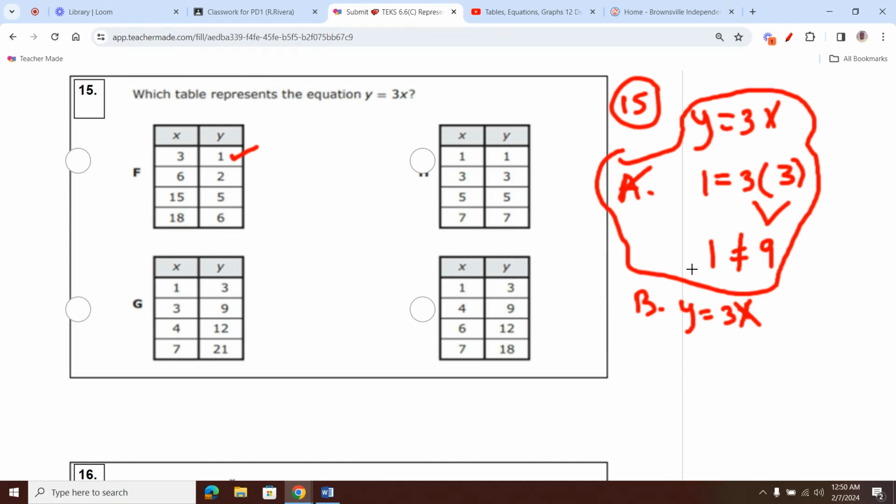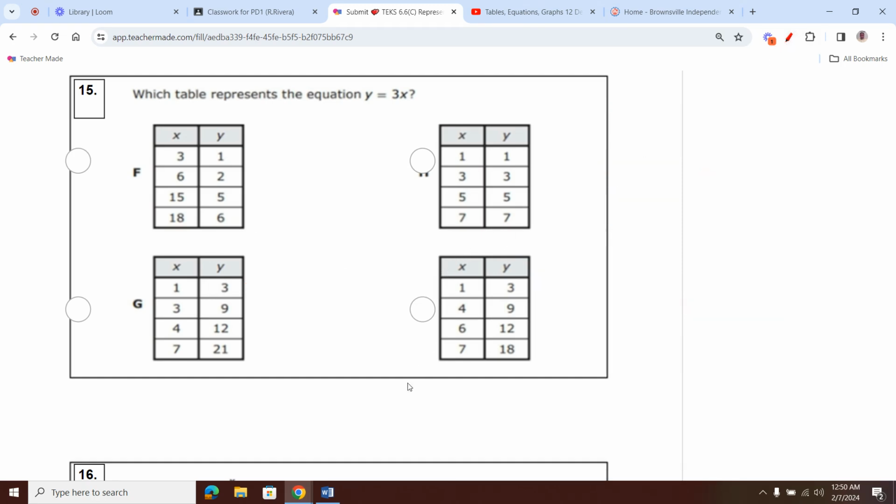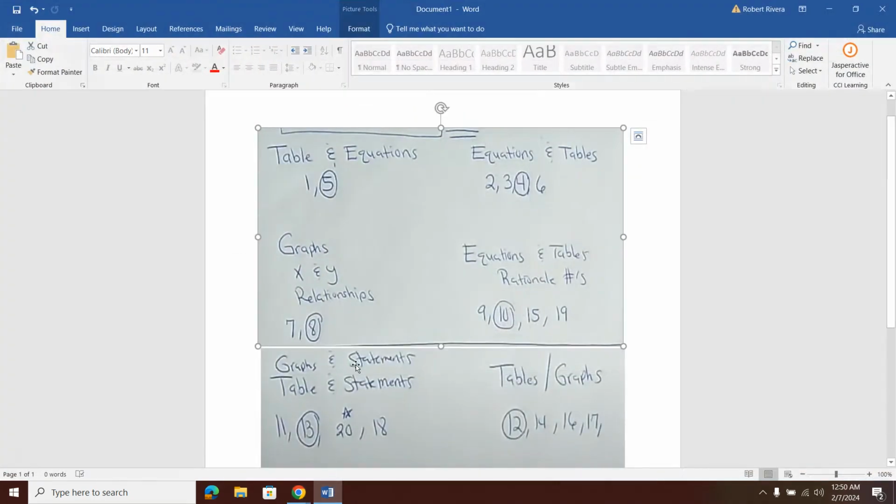You need to test the rest, because look, if this one works, then this one works too, because they're the same. Look, 1, 3, 1, 3. So be careful when they're the same. That's why I like to choose something that's different from the others, because if they're the same, you're not going to know what to choose. Okay, that's the way you do number 15.